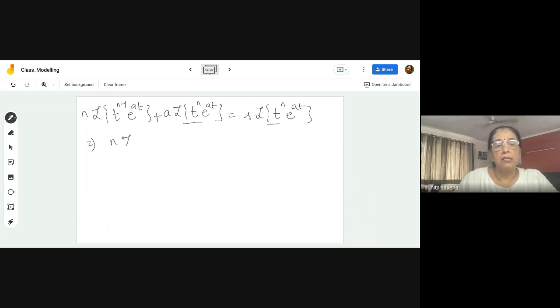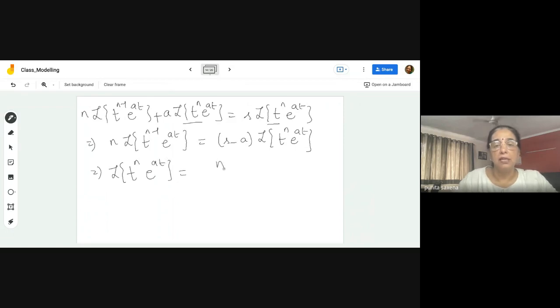So that means n times Laplace transform of t to the power n minus 1 e to the power at is equal to s minus a Laplace transform of t to the power n e to the power at, which means Laplace transform of t to the power n e to the power at is equal to n upon s minus a Laplace transform of t to the power n minus 1 e to the power at. This is what we had to prove. Not a big deal, as I said. It's very mechanical. We just had to use the same logic here, right?